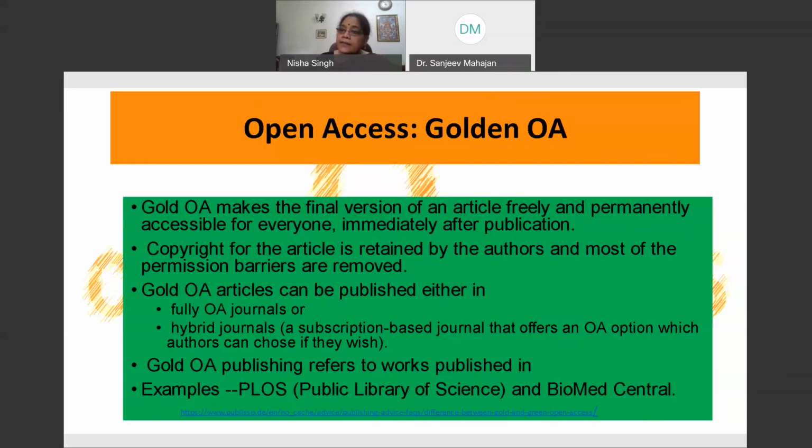विदाउट एनी asking for any permission. That is, permission barrier is removed. So golden open access आप दो तरीके की जर्नल्स में देखते हैं. One is called the open access journal, जैसे मैंने अभी आपको बताया था, Asian Journal of Distance Education. The other is called as hybrid journals.